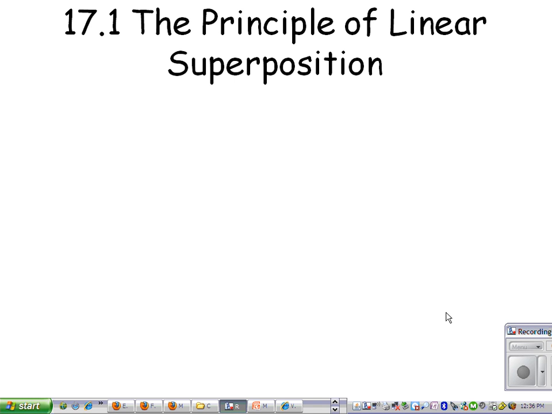This is the first lecture of Chapter 17. We're going to look at the principle of linear superposition, and that's a fancy term for looking at constructive and destructive interference of waves.